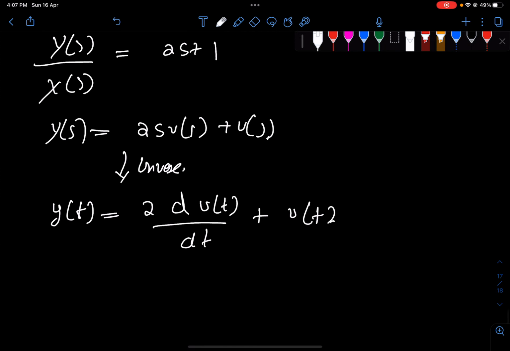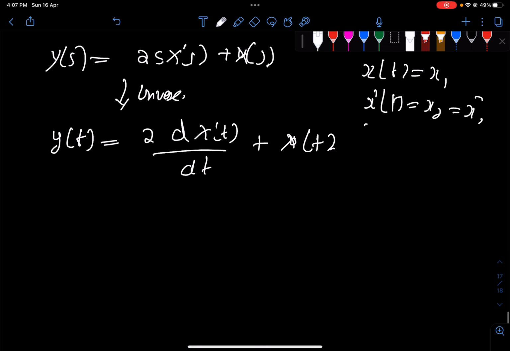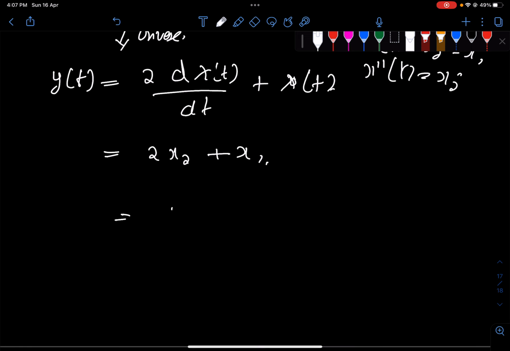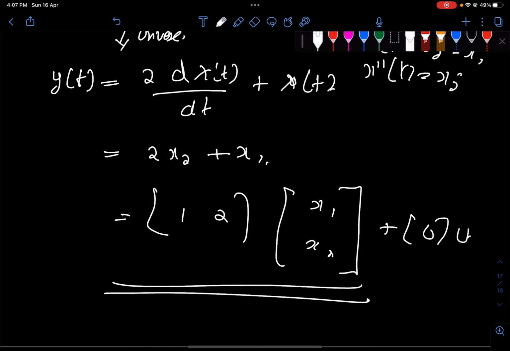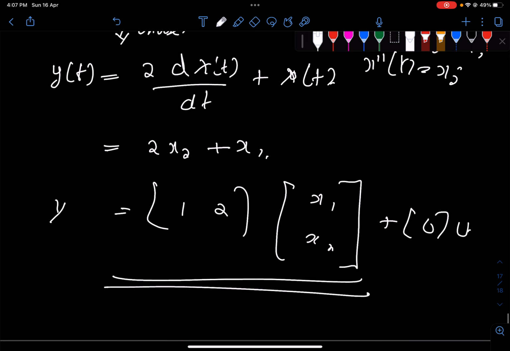It is X(s). And you know that x(t) is x1, and the first derivative is x2, that is what is called x1 dot. And x double dash t is equal to x2 dot. That's what we know. So it will be 2 times x2 plus x1, or we can say it is 1 2 times x1 x2, right? And D times 0. So this is how we represent y in terms of state variables.